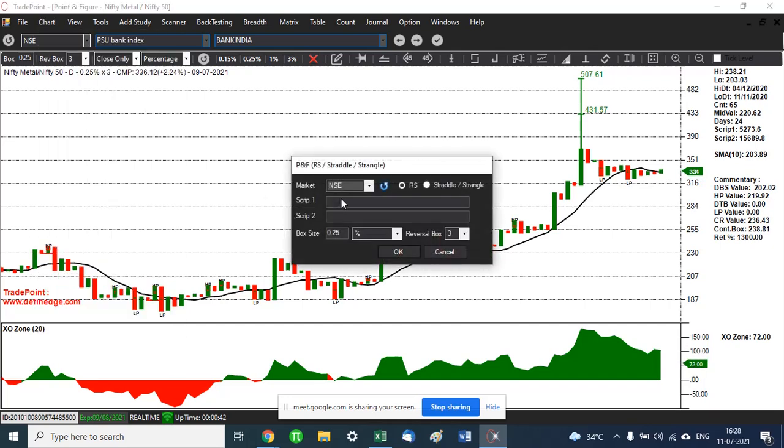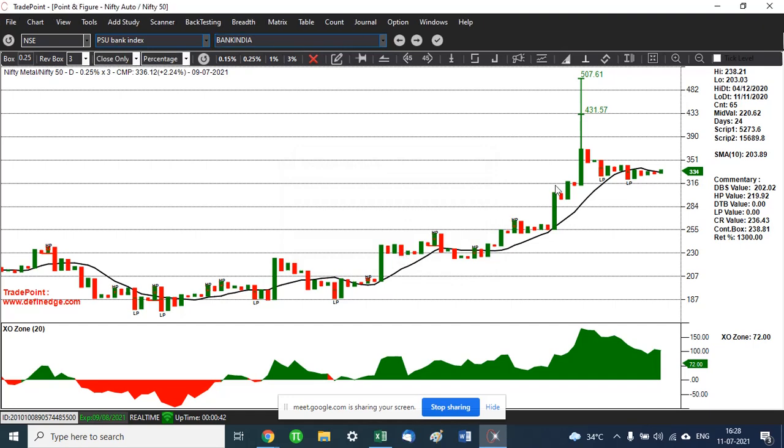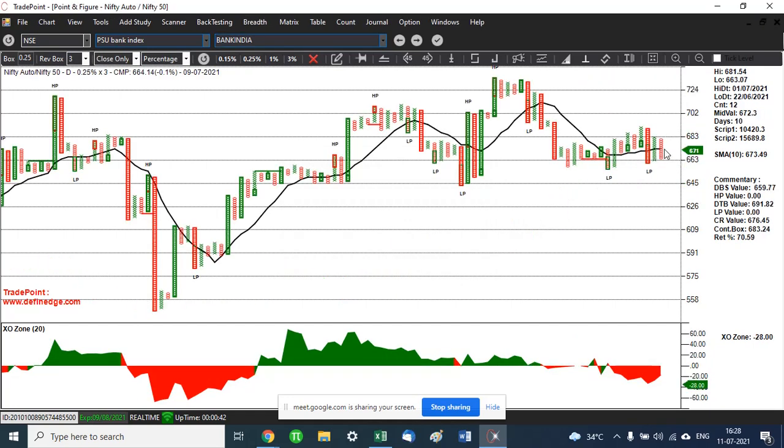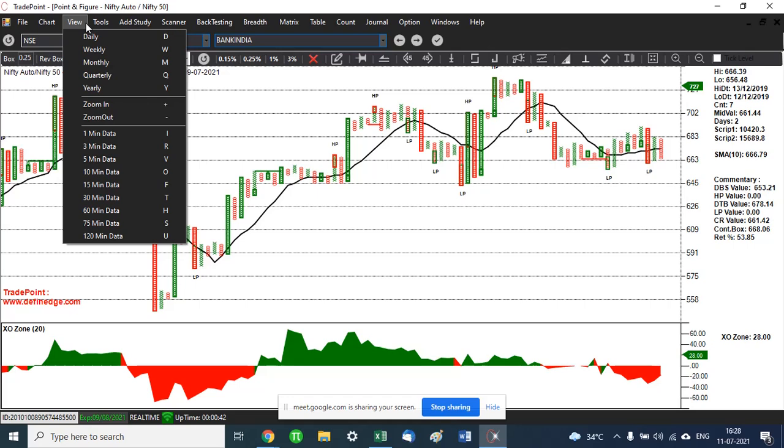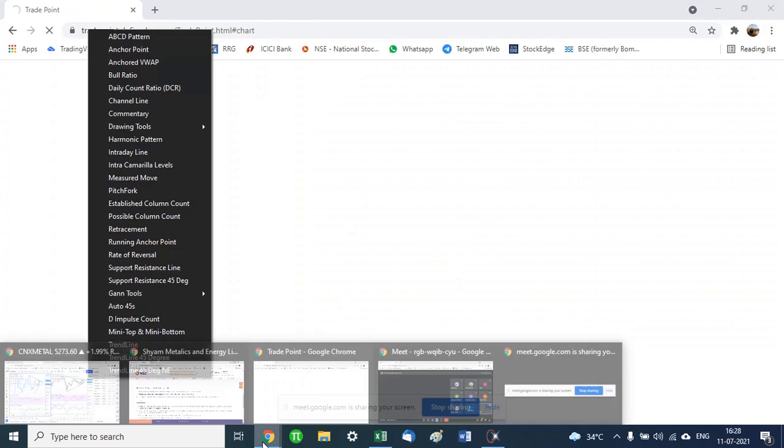For example, we look at Nifty auto plotted against Nifty 50. It is clearly showing that it is below the moving average and it is about to generate a double bottom sell. So Nifty auto is looking bearish. All this kind of relative strength analysis of sectors is also possible on the point and figure chart. Now TradePoint also gives you a lot of options in terms of ready-made information. So that was the desktop version.